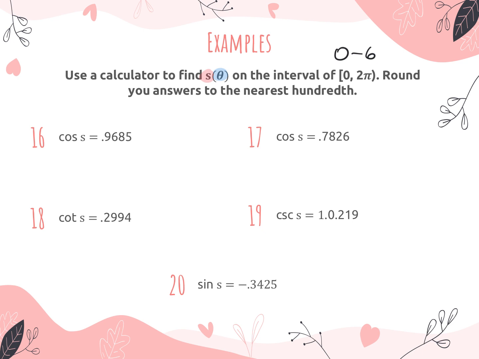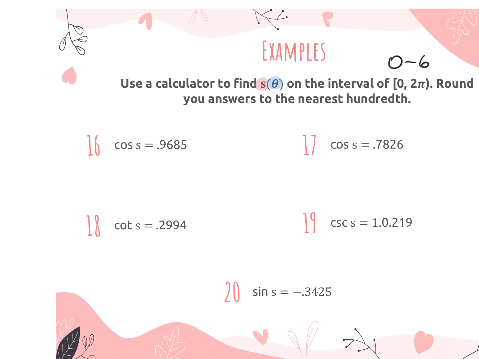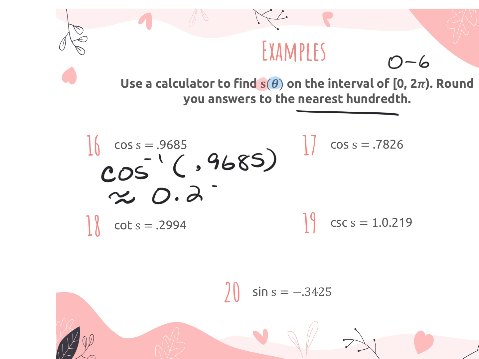First one, it's asking us to find cosine. So what we're going to do is, remember, whenever you're looking for an angle measure, this is where we're going to do inverse. So you're going to hit second and then the cosine button, and it should open up cosine negative 1. Then you're going to put in 0.9685. You're going to hit enter, and you're going to round it to the nearest hundredth, which is 2 decimal places. So it's going to be 0.25.